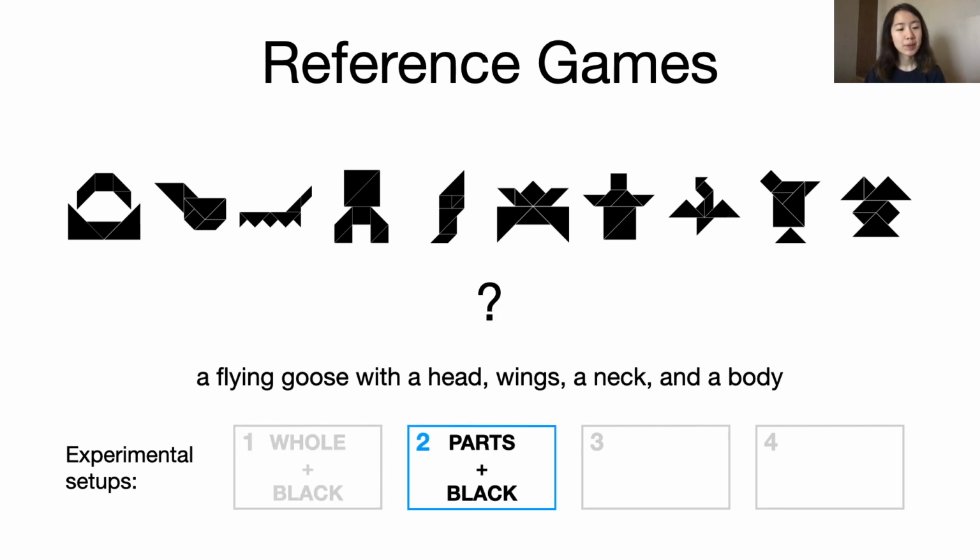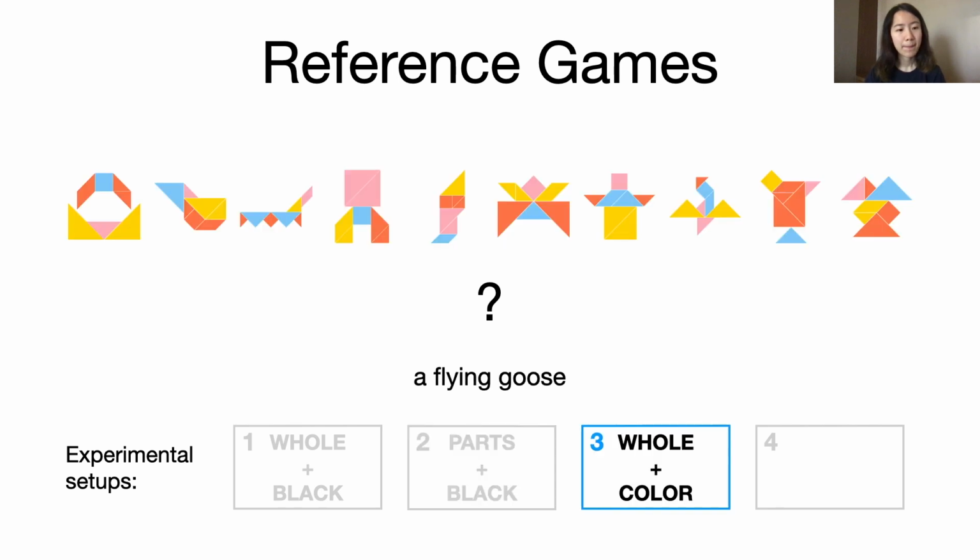For the second experimental setup, we add parts into the description, and we generate an English sentence with the descriptions using a template. In this way, the model has significantly more textual information in the inputs. For the third experimental setup, we still only use the whole shape description without the part names, but we color the tangrams using the segmentation produced by human participants in our dataset.